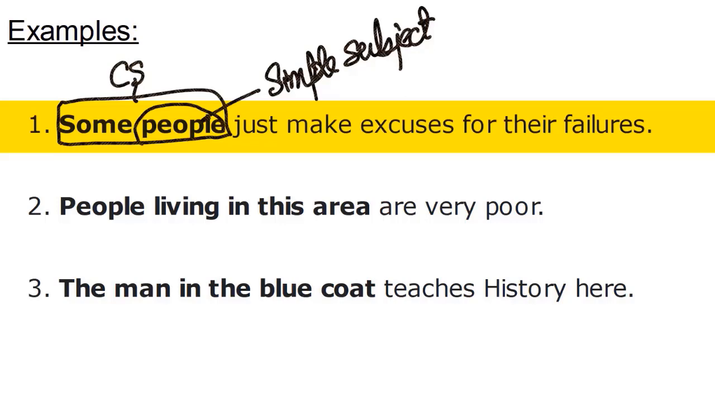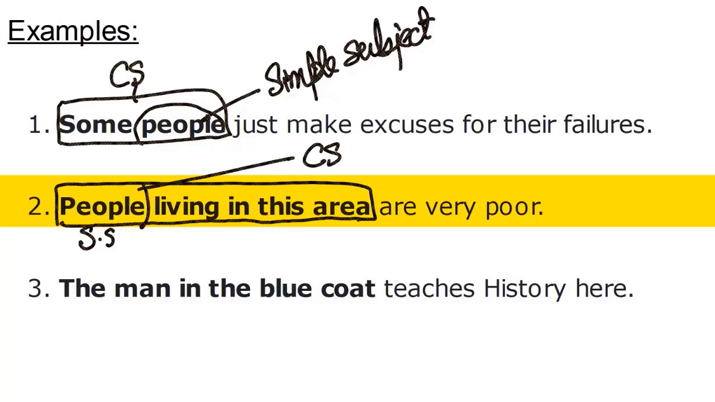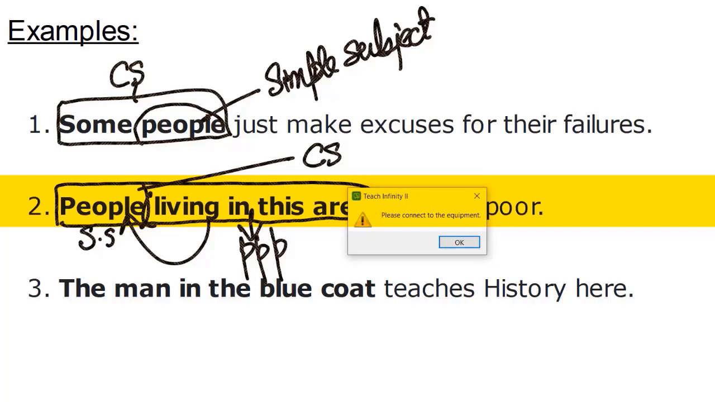Second example: people living in this area are very poor. Who are poor? People living in this area. So this is your complete subject, people living in this area, right? Where people is your simple subject and people living in this area is your complete subject. Here, living in this area is a present participle phrase which is modifying the simple subject, people, right? People, which people? Living in this area. Complete subject: people living in this area are very poor.